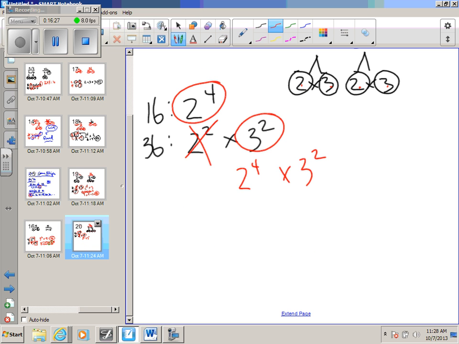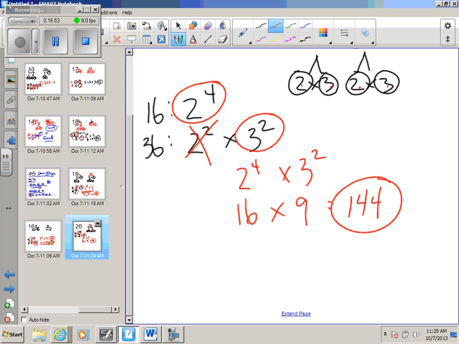Now, we know that 2 to the 4th is 16. What's 3 to the 2nd? 9. Not 6, but 9. 16 times 9? Close. 144.